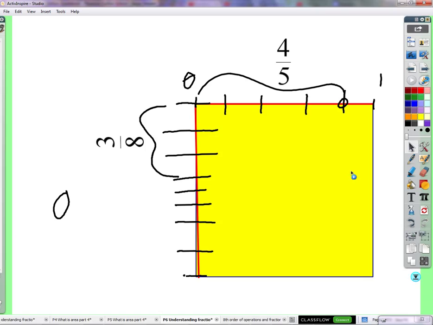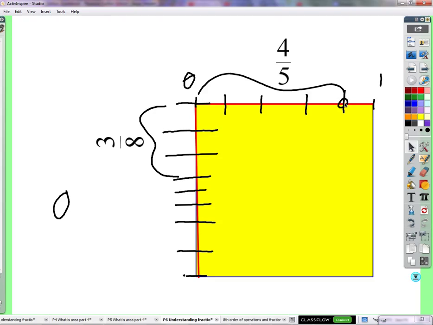What's the area of this square? Would you have to find the least common denominator? What's the area of the whole square? It's 40. 40 squares. Yes, it's a whole square. Good job.